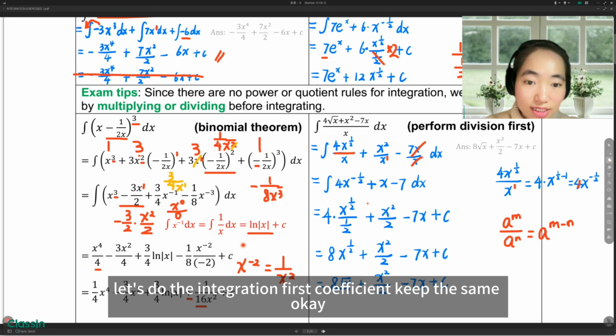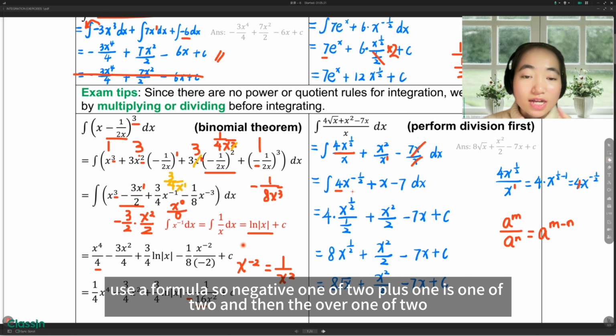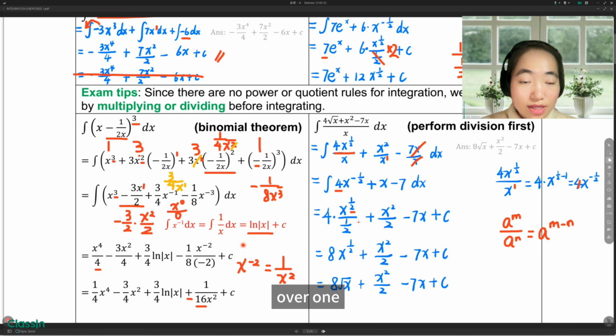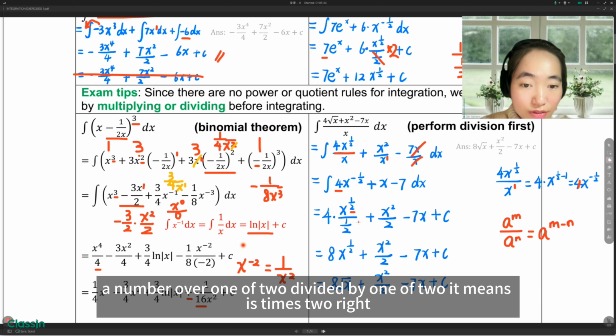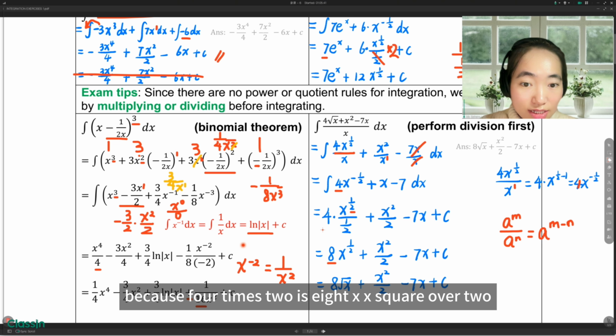Now let's do the integration. First, coefficient keep the same, okay? The power plus 1 over the power plus 1, right? Use our formula. So -1 over 2 plus 1 is 1 over 2. And then over 1 over 2. Don't forget, I said before, a number divided by 1 over 2 means it's times 2, right? So here is actually equals 8, because 4 times 2 is 8.